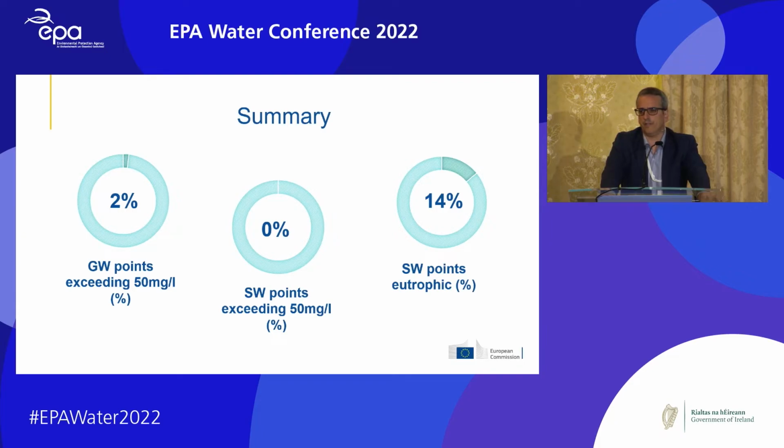As a summary of the figures, 2% of groundwater monitoring points exceed 50 milligrams per liter. It's 1.5 something, it's a rounding. Surface water monitoring points, 0%, so there is no issue in this. And the share of monitoring stations reporting eutrophication is 14%.